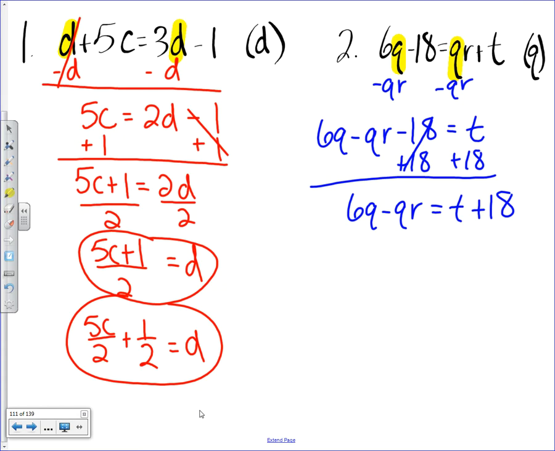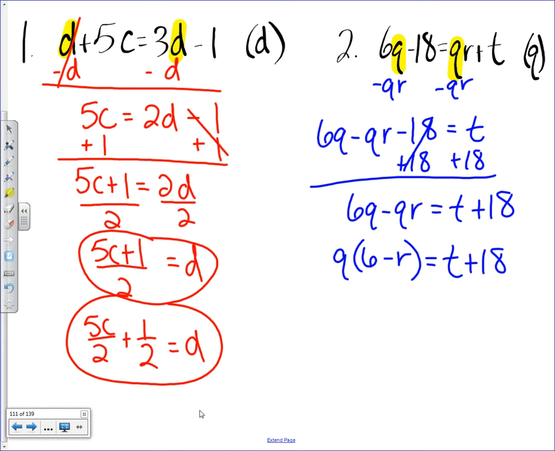Since they both have a q, I'm going to sort of do the distributive property in reverse. I can pull a q out. And when I do that, basically I'm dividing both of those terms by q. If I take the q out, I have a 6 minus r left in there. The reason I called this the distributive property backwards is because if I were to redistribute the q, I should get the line above it. Okay, so we're pulling that q out.